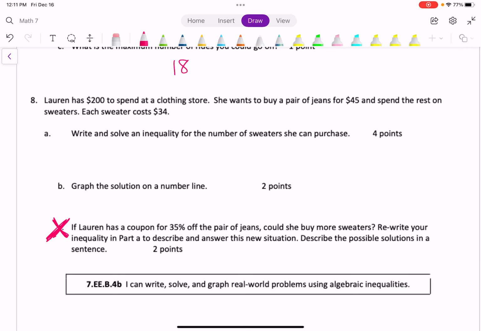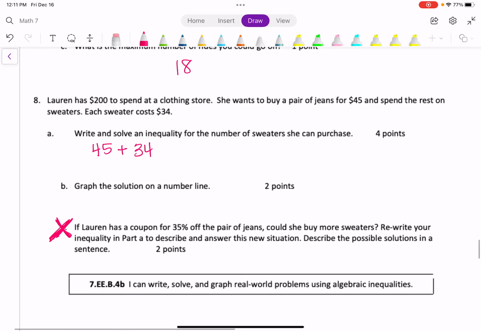Lauren has $200 to spend at a clothing store. She wants to buy a pair of jeans for $45 and the rest on sweaters. Each sweater costs $34. So she wants one pair of jeans for $45 and $34 on each sweater. And she needs to spend less than $200.